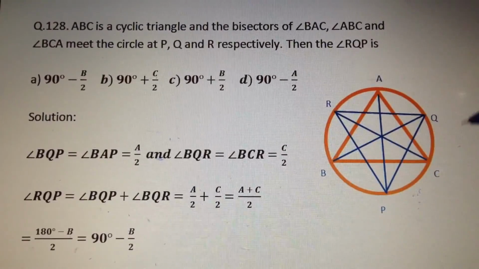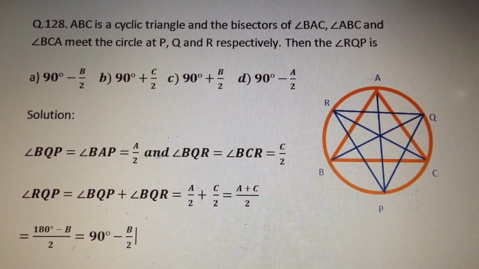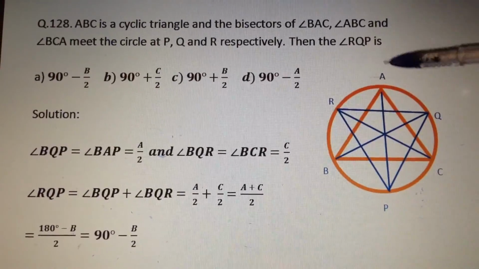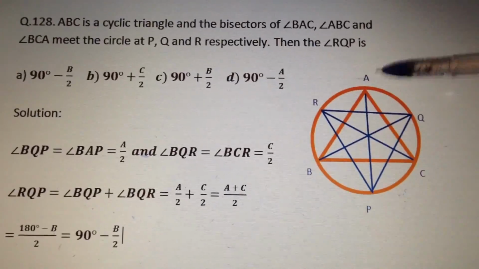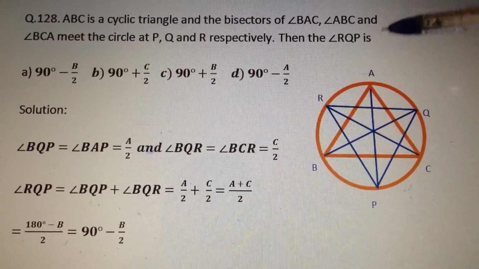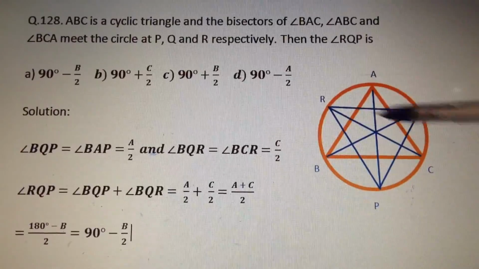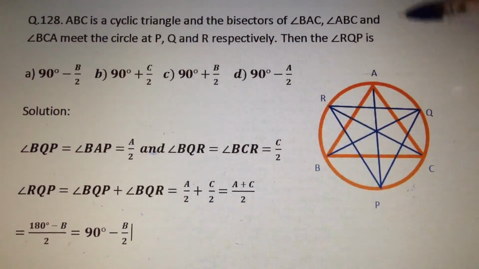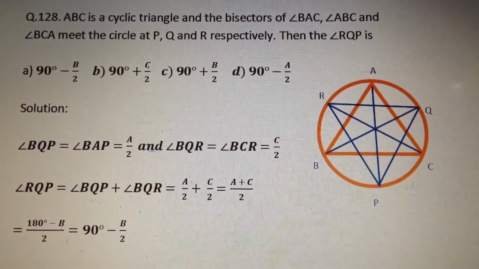This is the diagram and ABC is the cyclic triangle. In this, the bisector of angle BAC is nothing but AP, and bisector of angle ABC is nothing but BQ, and bisector of angle BCA is nothing but CR. These meet the circle at points P, Q and R respectively.